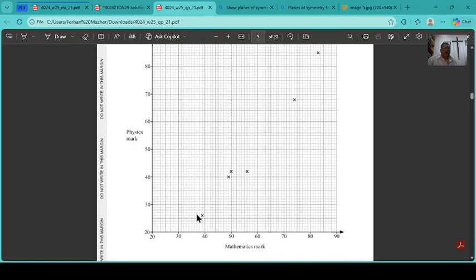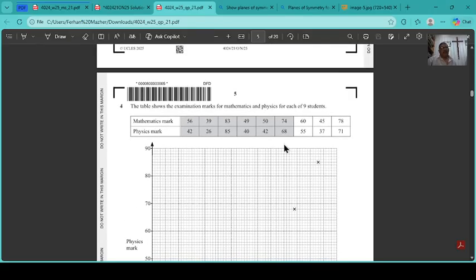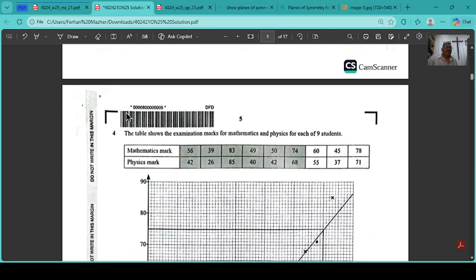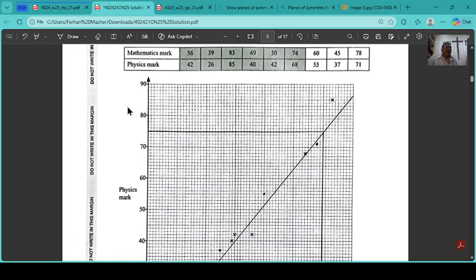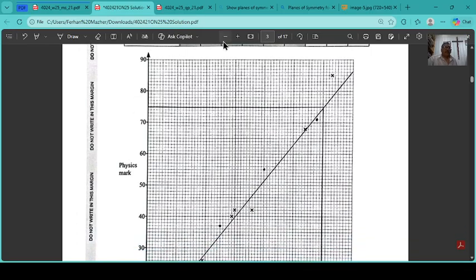You can see this point is 39 comma 26. So the points which are highlighted here have already been plotted. So these 3 points we have to plot ourselves. So this is 60 comma 55, 45 comma 37, 78 comma 71. This is the kind of coordinates given to you. So you have to plot these points. So let me show you. I have plotted these points and let me reduce the size.